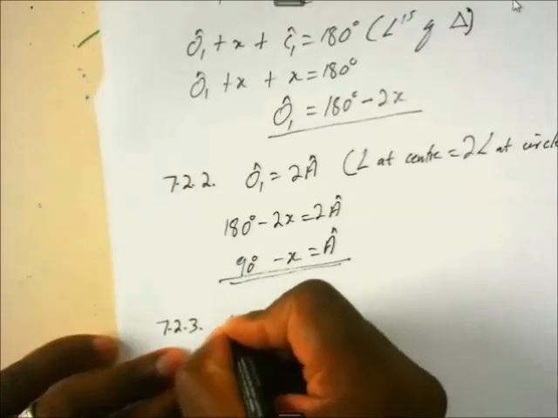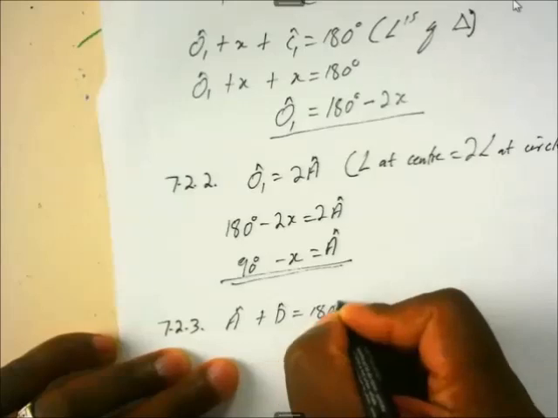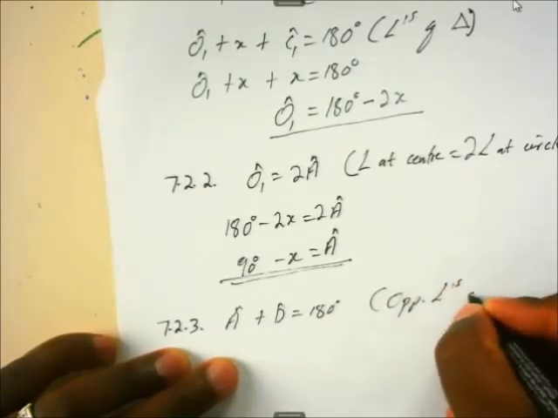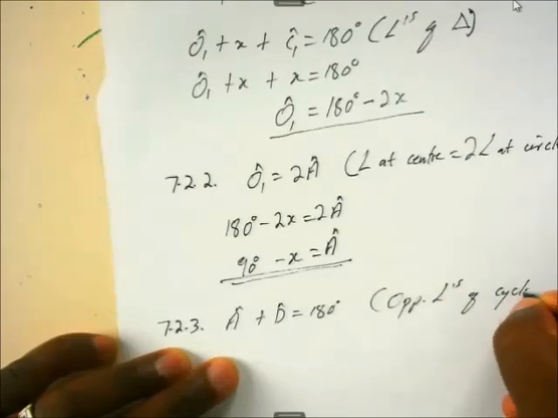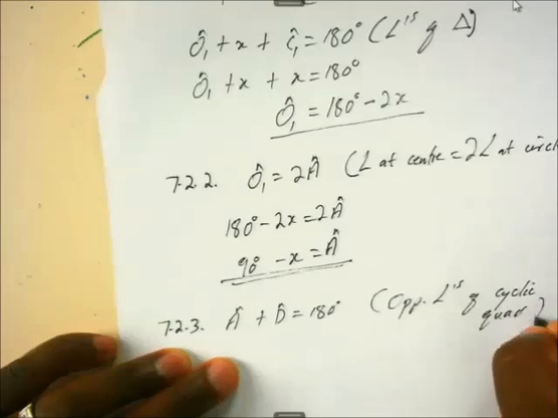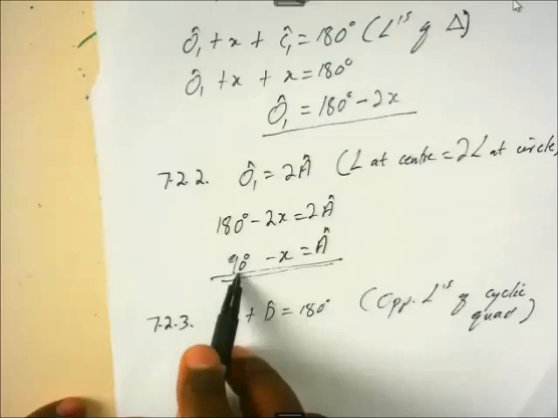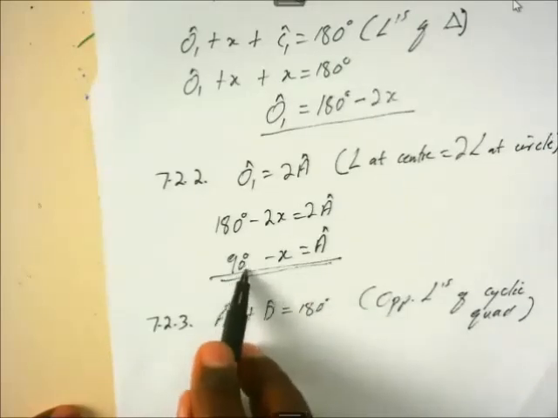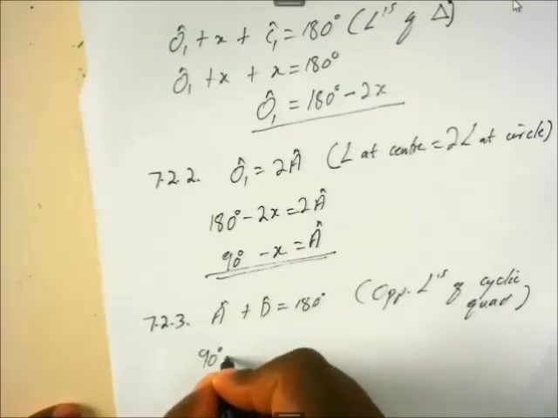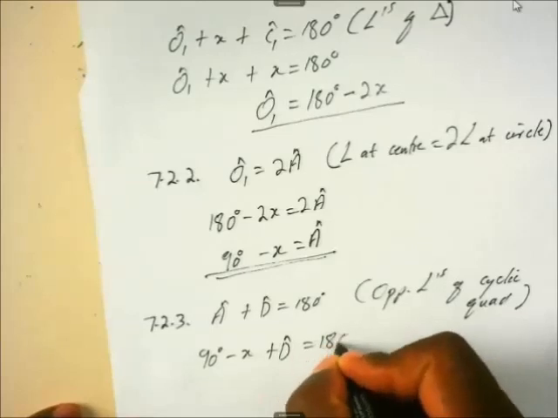We said angle A plus angle D gives us 180 degrees; these are the opposite angles of a cyclic quadrilateral. From 7.2.2, angle A is equal to 90 degrees minus x. So we substitute angle A by 90 degrees minus x, plus angle D, and they give us 180 degrees.